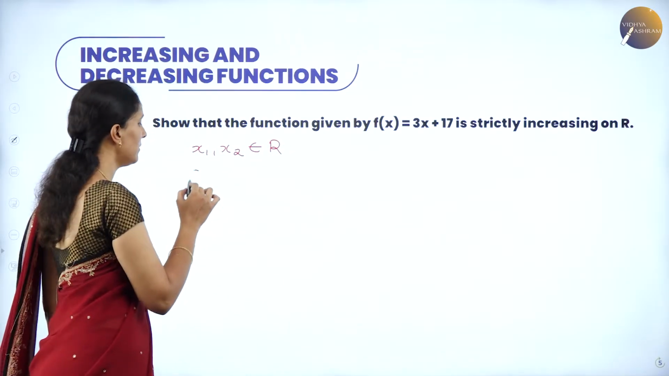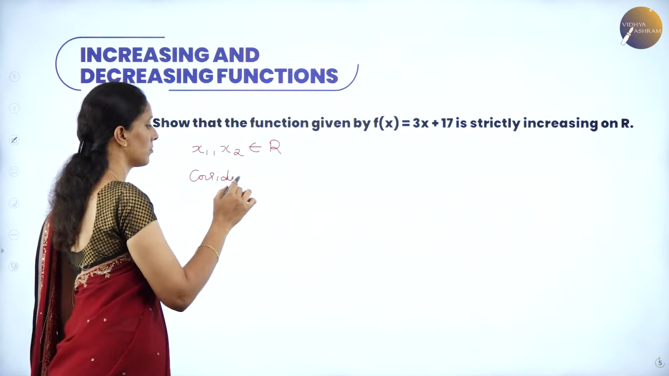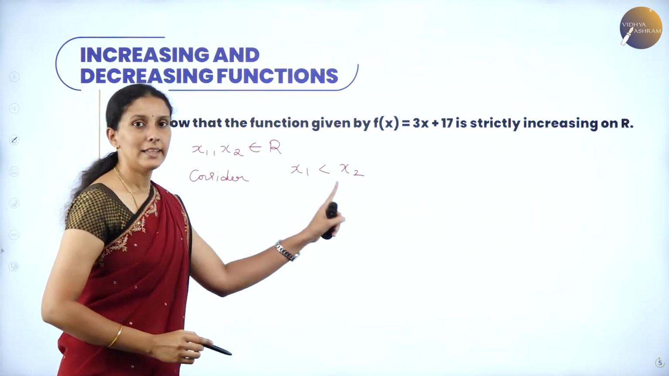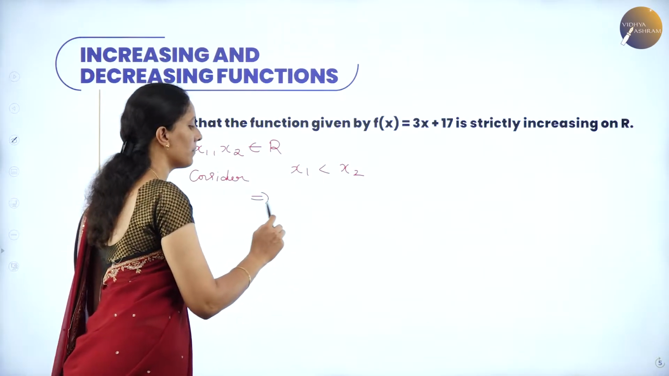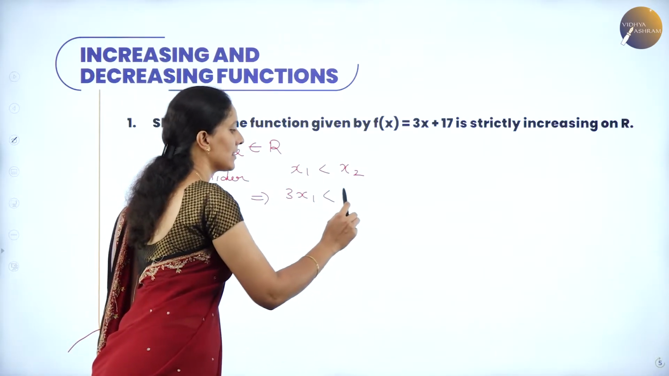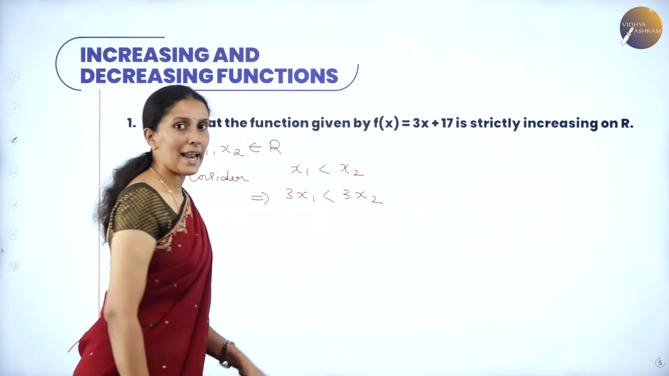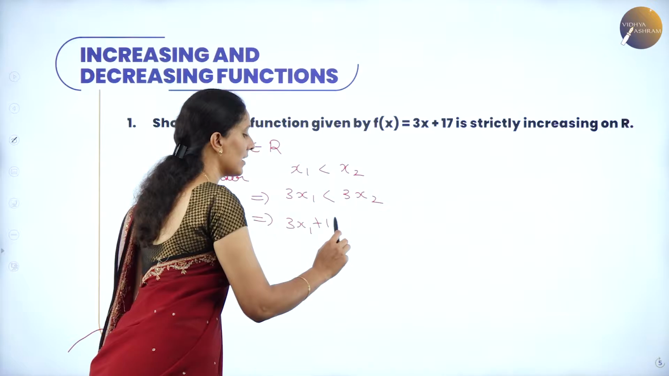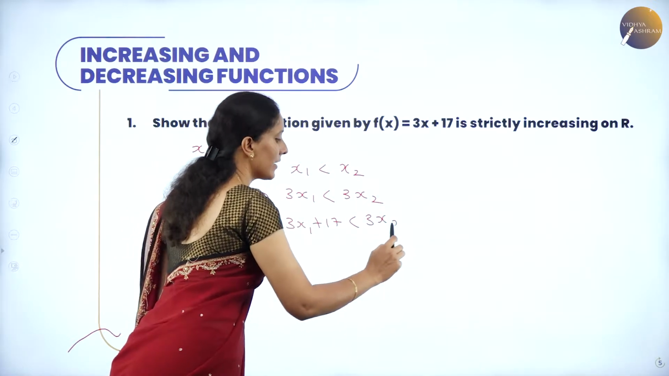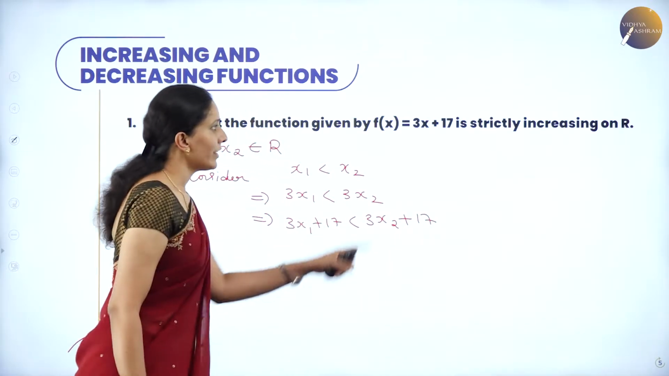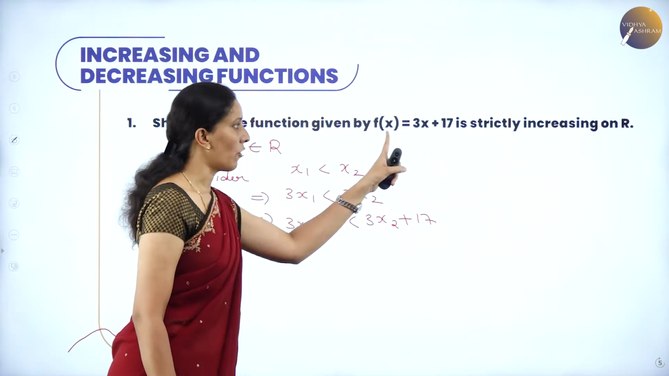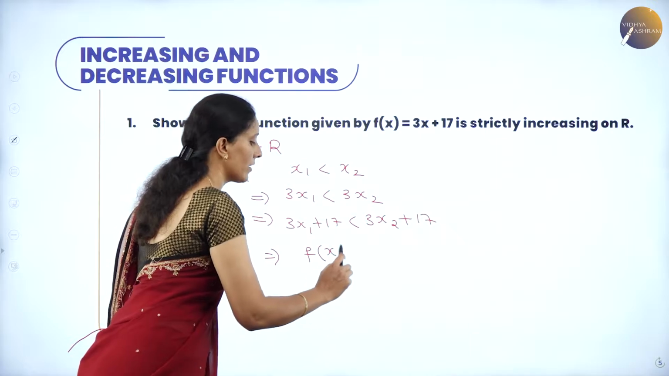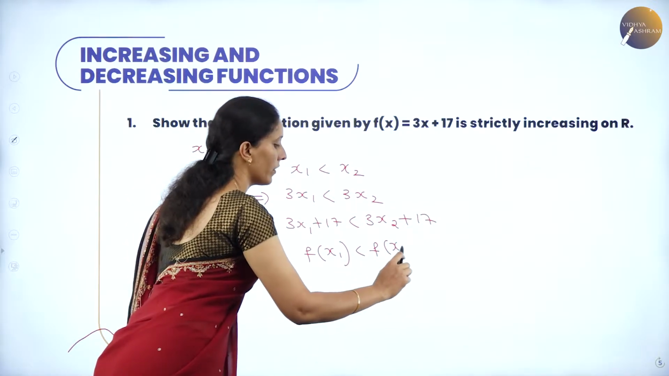Now here consider x1 is less than x2. So multiply 3 on both sides. Then this implies 3x1 is less than 3x2. Then add 17 on both sides. This implies 3x1 plus 17 is less than 3x2 plus 17. What is 3x plus 17? It is f of x. Then this can be implied as f of x1 is strictly less than f of x2.